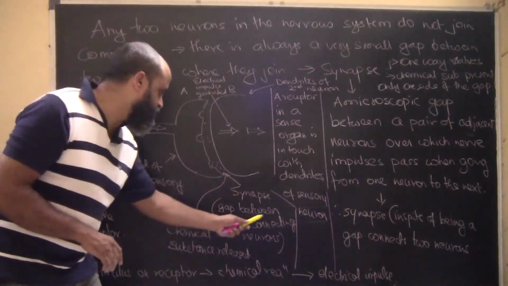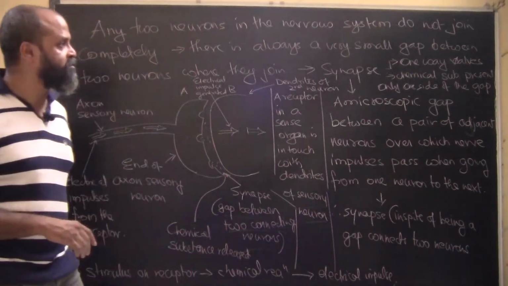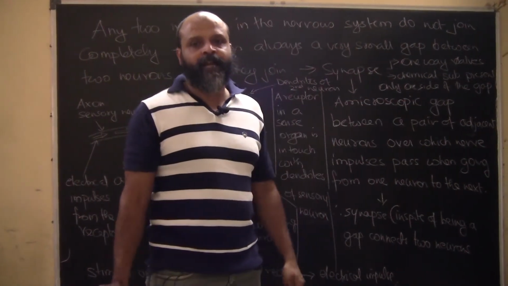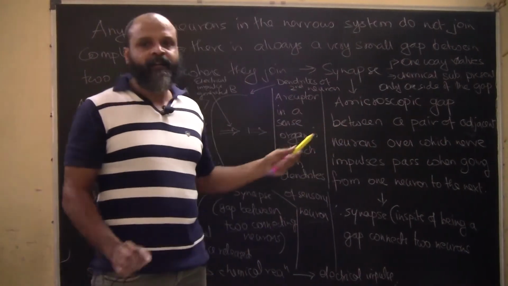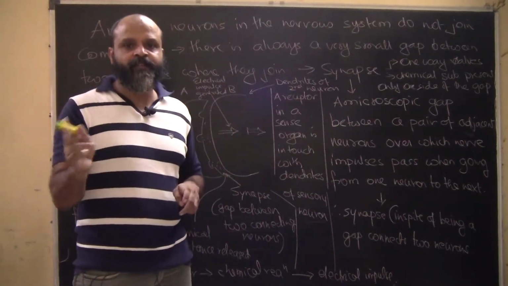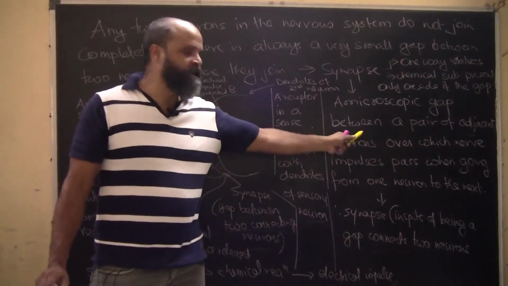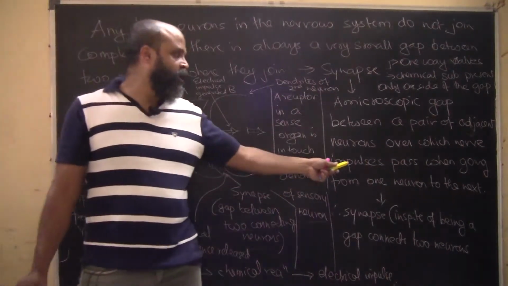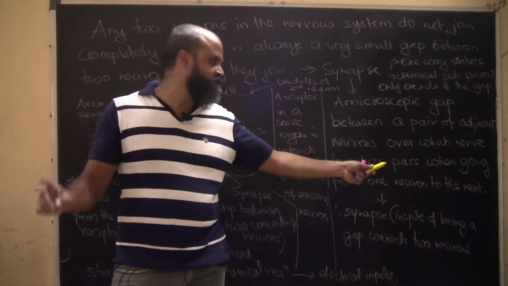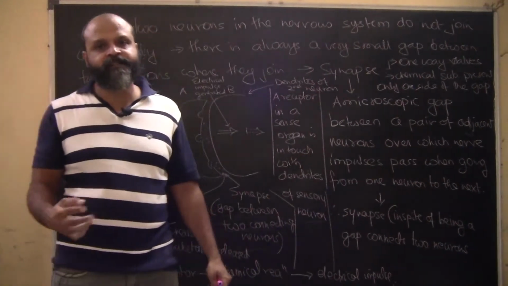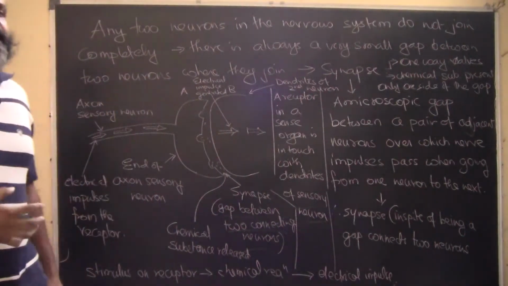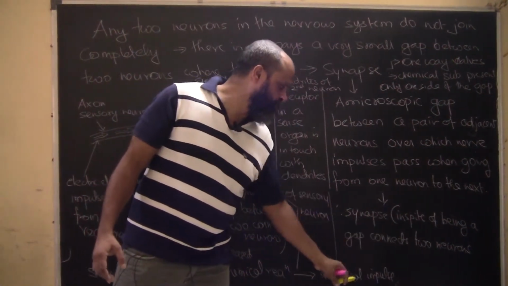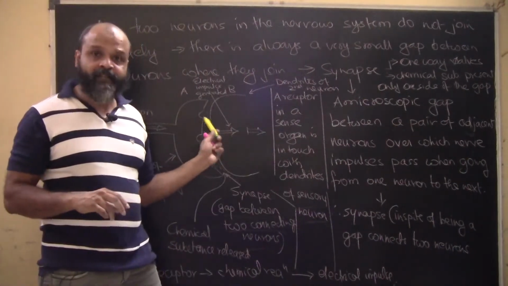Synapse basically fills the gap between two connecting neurons. So what is the synapse? A synapse is a microscopic gap, a very thin gap between a pair of adjacent neurons over which nerve impulses pass when going from one neuron to the next. So in spite of being a gap, the synapse connects two neurons.